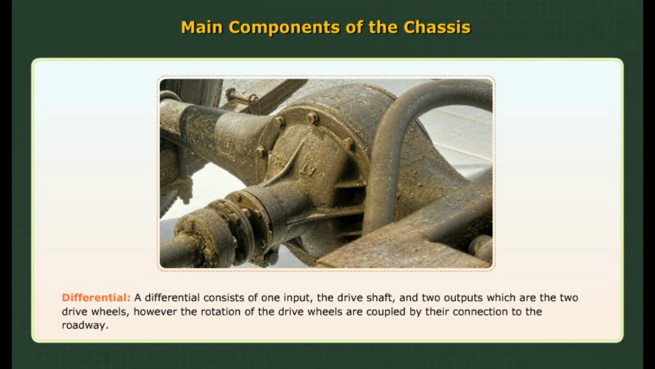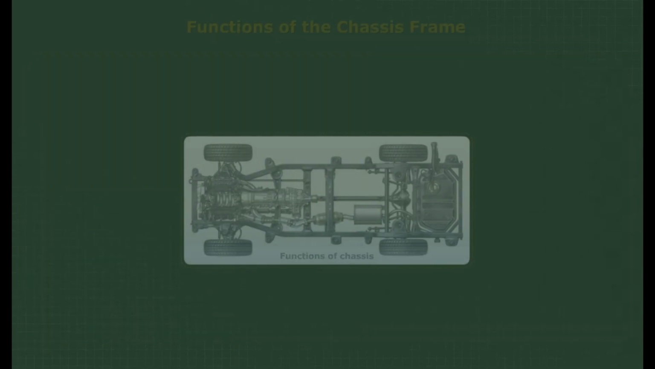Differential. A differential consists of one input, the drive shaft, and two outputs, which are the two drive wheels. However, the rotation of the drive wheels is coupled by their connection to the roadway.